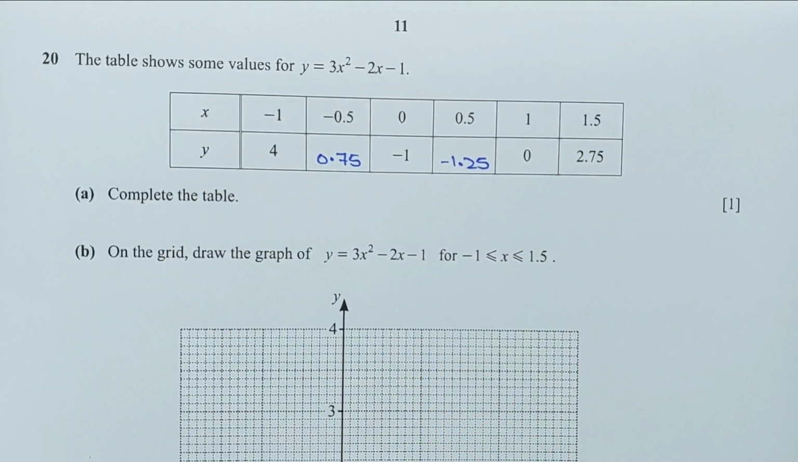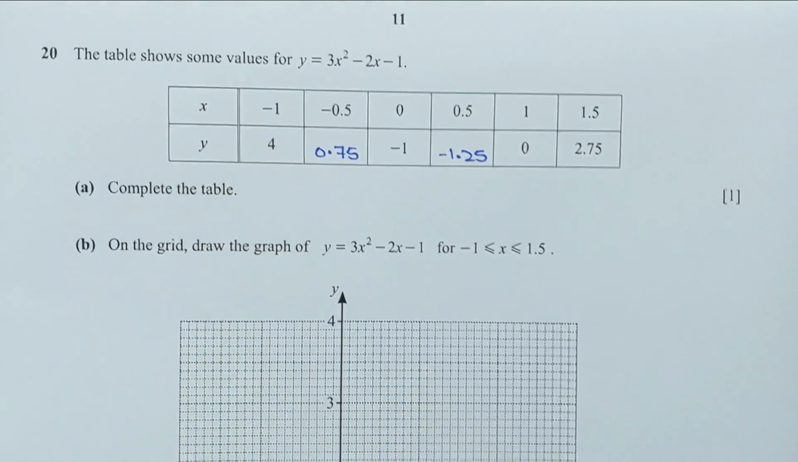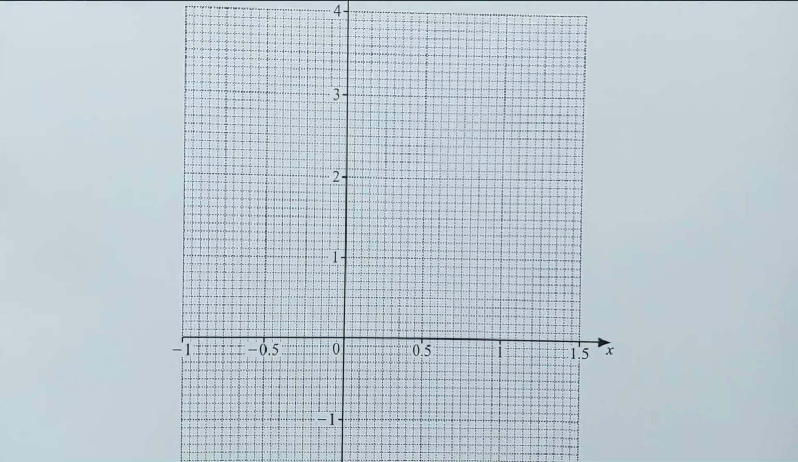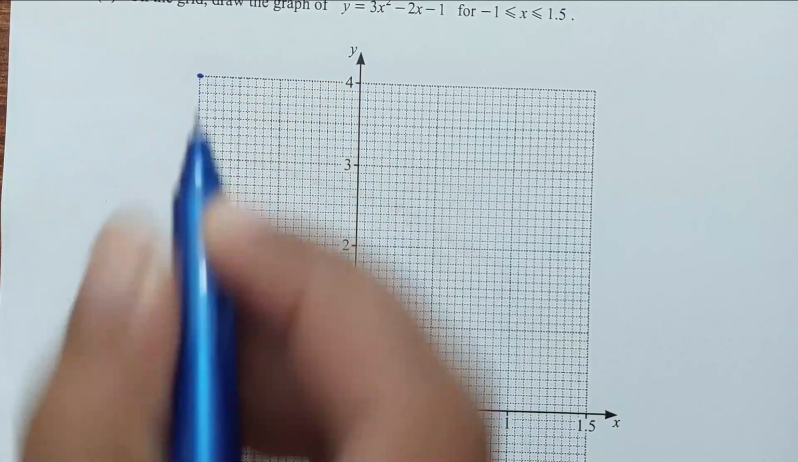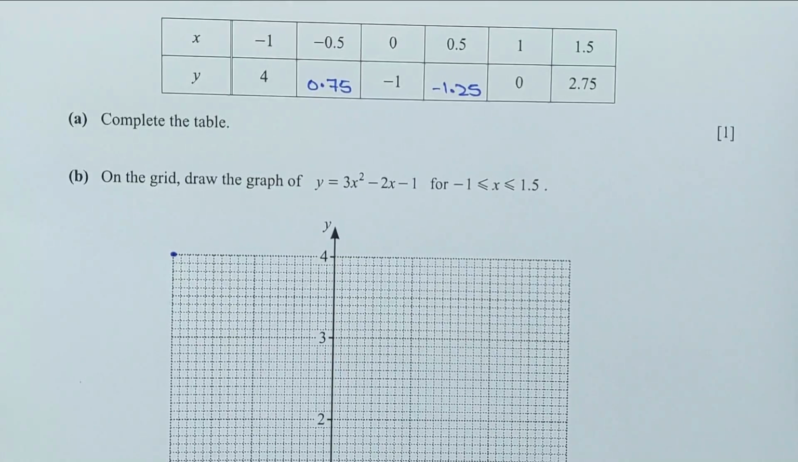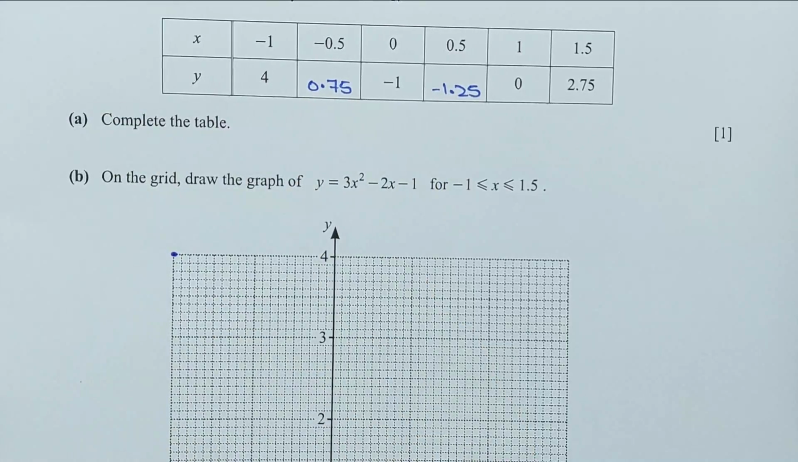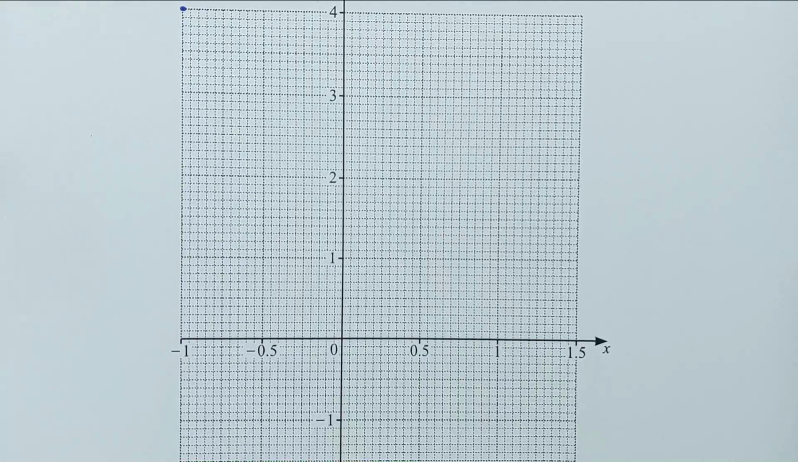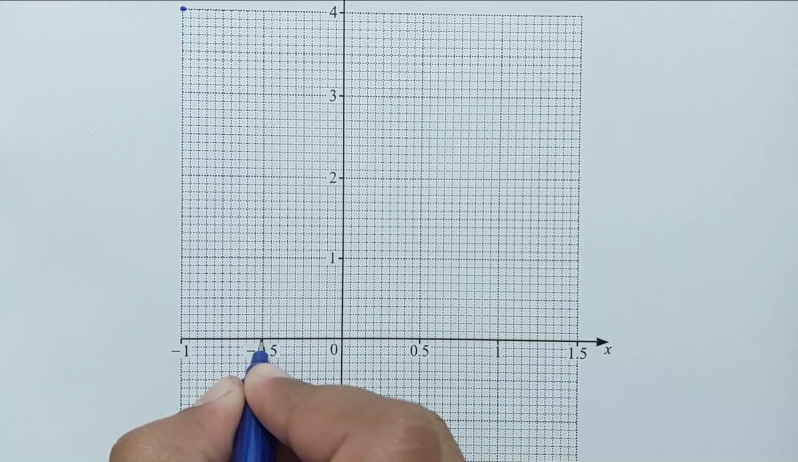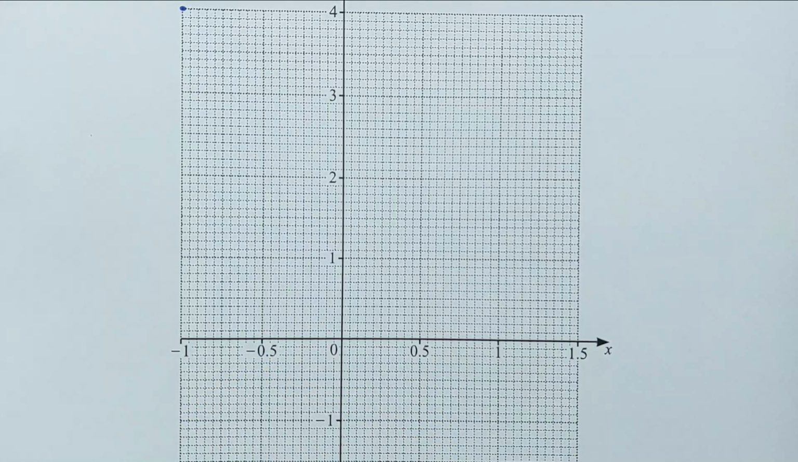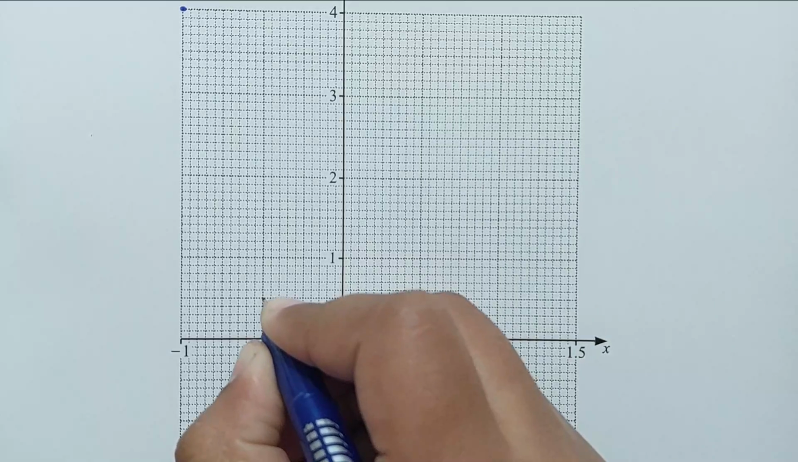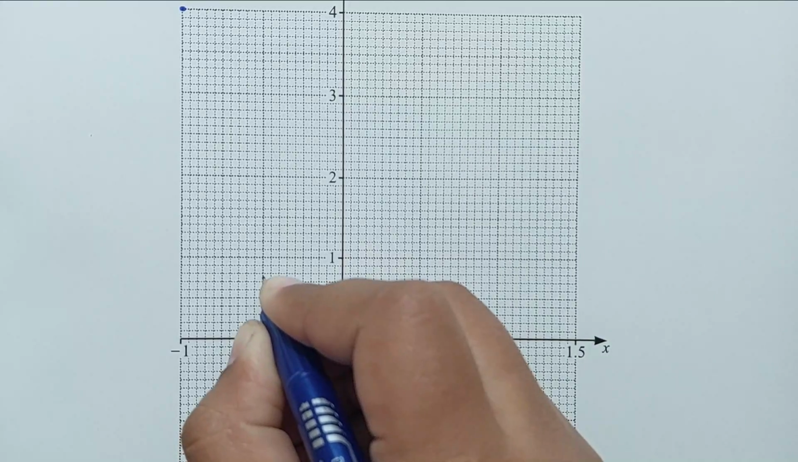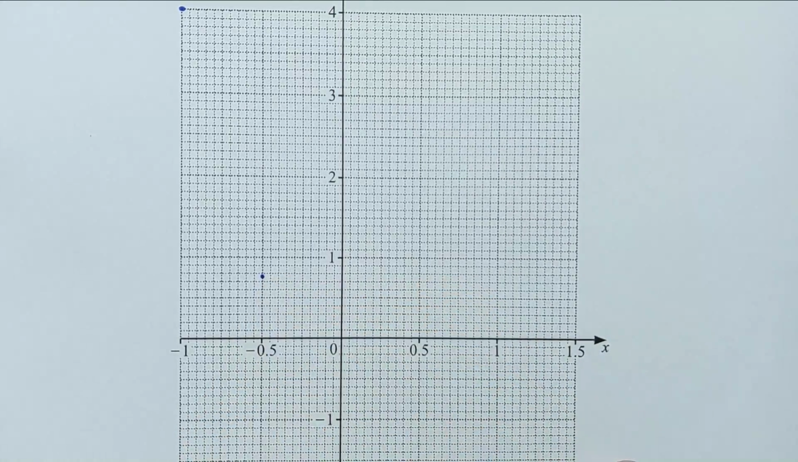When x is 1, y value is negative 1, y is 4. X is negative 1, the y value is 4. This point we have, right? When x is negative 0.5, it is 0.75. This is negative 0.5 and 0.75. So this is 0.1, 2, 3, 4, 5, 6, 7 and 0.75 is in the middle, right?